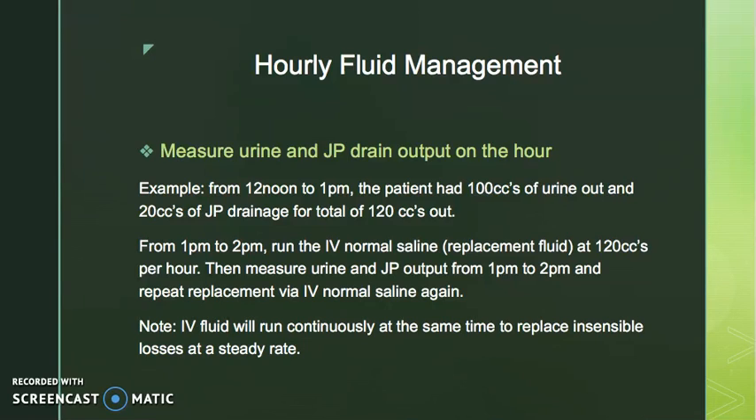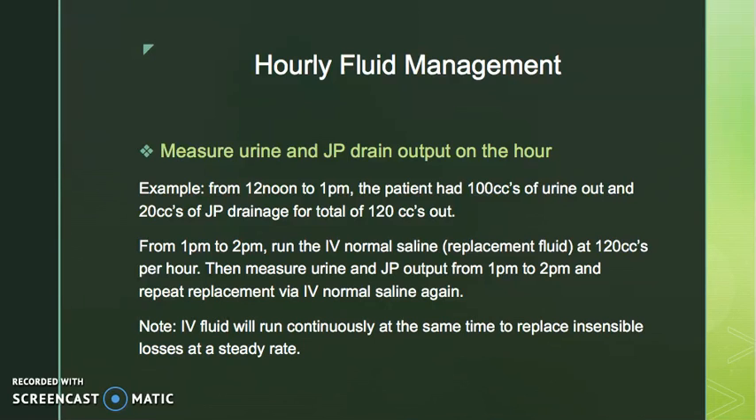Again, we're looking at hourly fluid management. So you're measuring urine and JP drainage output on the hour. For example, from 12 noon to 1 p.m., your patient had 100 cc's of urine out and 20 cc's of drainage. So that equals a total of 120 cc's out, of course.